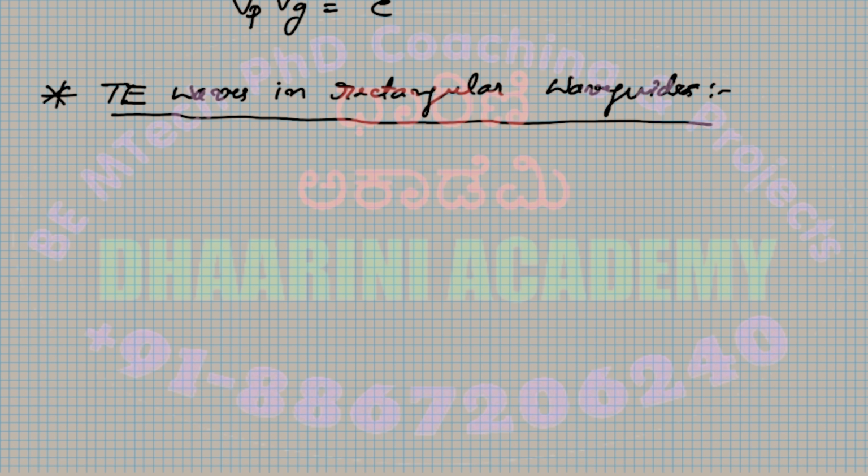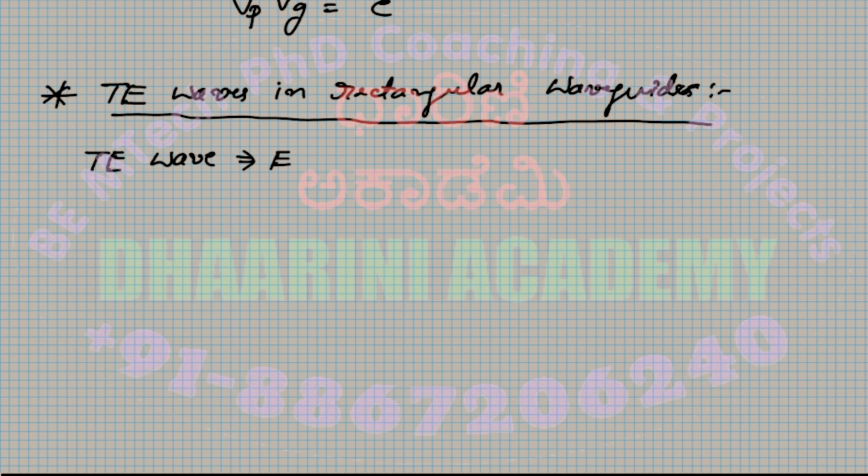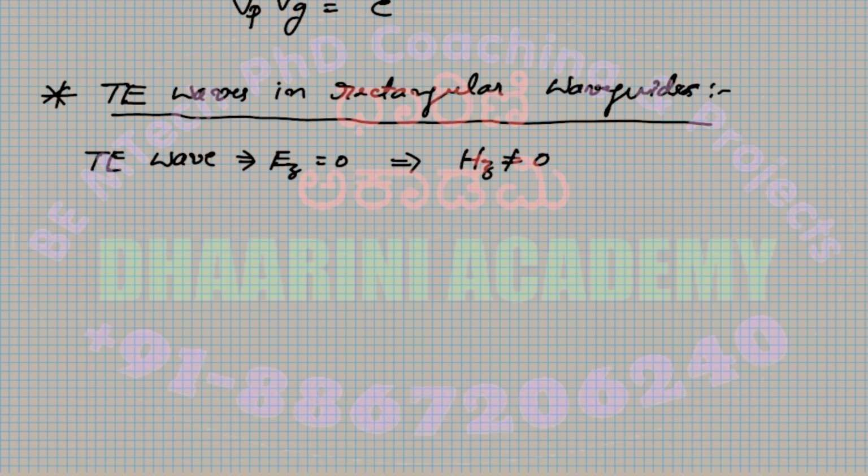Now, what do you mean by transverse electric wave? Electric field is not there along the z-axis. So Ez is equal to 0. This means Hz is not equal to 0. For energy transmission, I cannot have both of them 0. If both of them are 0, it is TEM mode, which we already have.